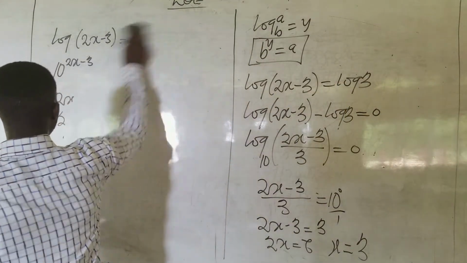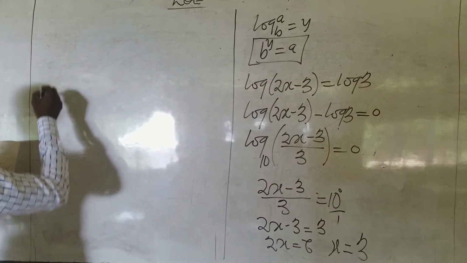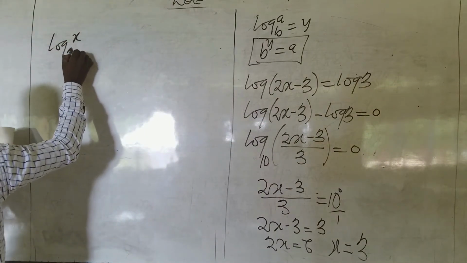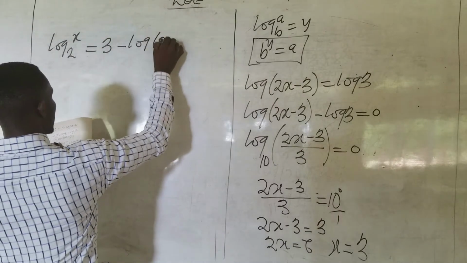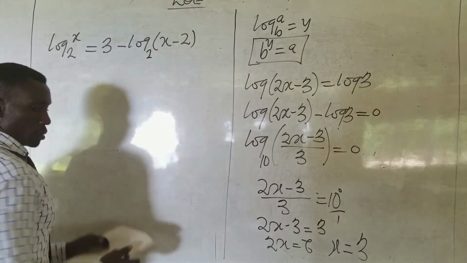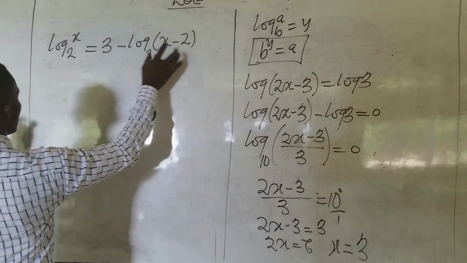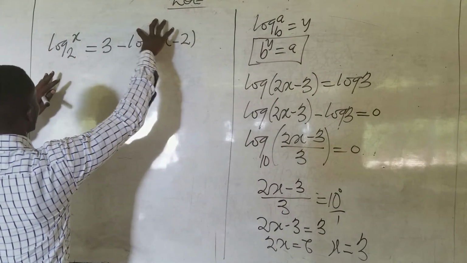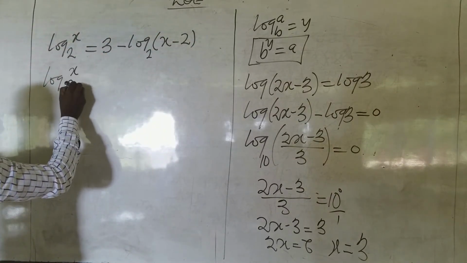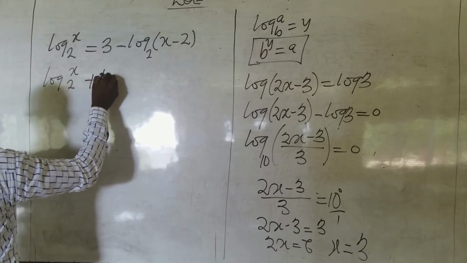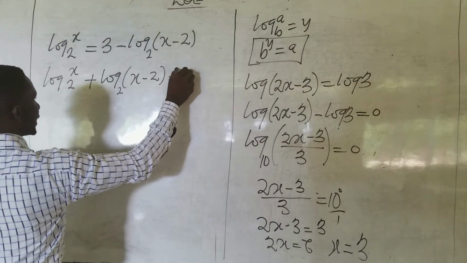Another example is log x base 2 is equal to 3 minus log x minus 2 base 2. How do you solve this? Let's group like terms. This has log, this has log. So let the log come here. We shall have log x base 2 plus log x minus 2 base 2 should be equal to 3, since this one was minus.